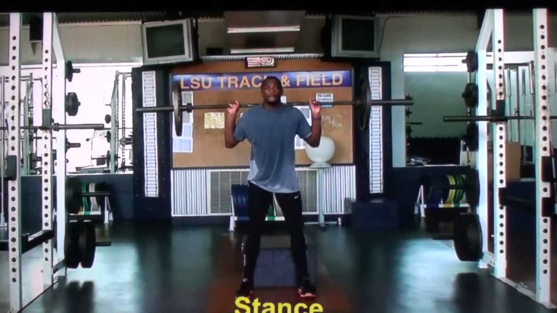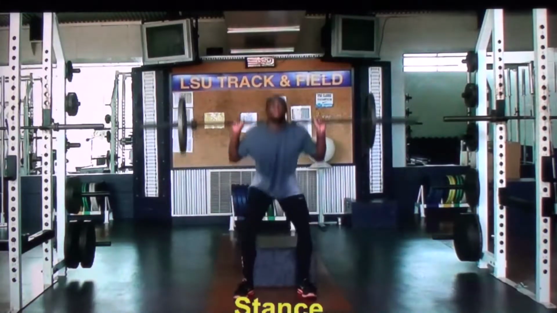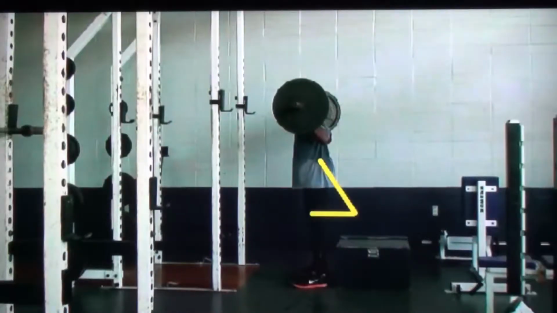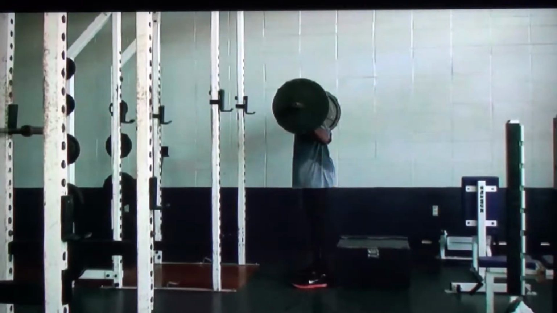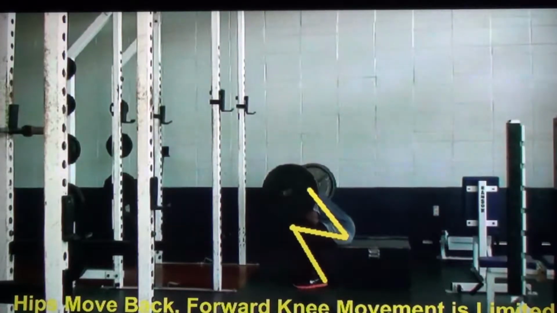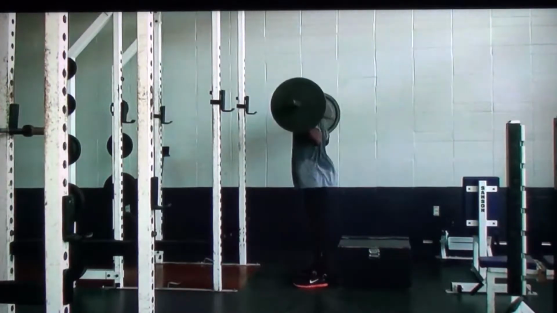The feet should be shoulder width apart with the toes turned slightly outward. The squat is initiated by flexion of the hips. Initiation by knee flexion is a common error. Forward movement of the knees should not be excessive. The knees moving excessively in front of the toes is a sign of this mistake. Taking the hips backward is the desired movement.